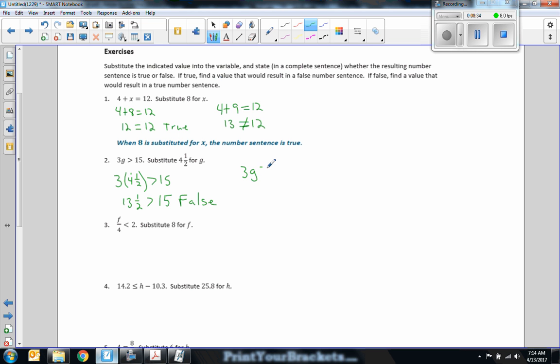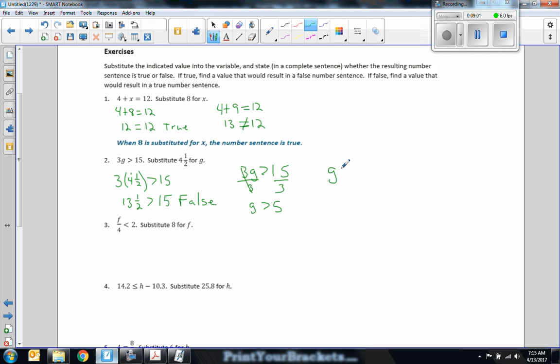3g is greater than 15. Now, when I'm talking about algebra, now we have to find a value that would make that true. I can divide by 3 on both sides and get g, because these cancel, is greater than 15 divided by 3, which is 5. So I need a number greater than 5 to make this true. 5 does not make it true, because 15 is not greater than 15. So any number greater than 5.